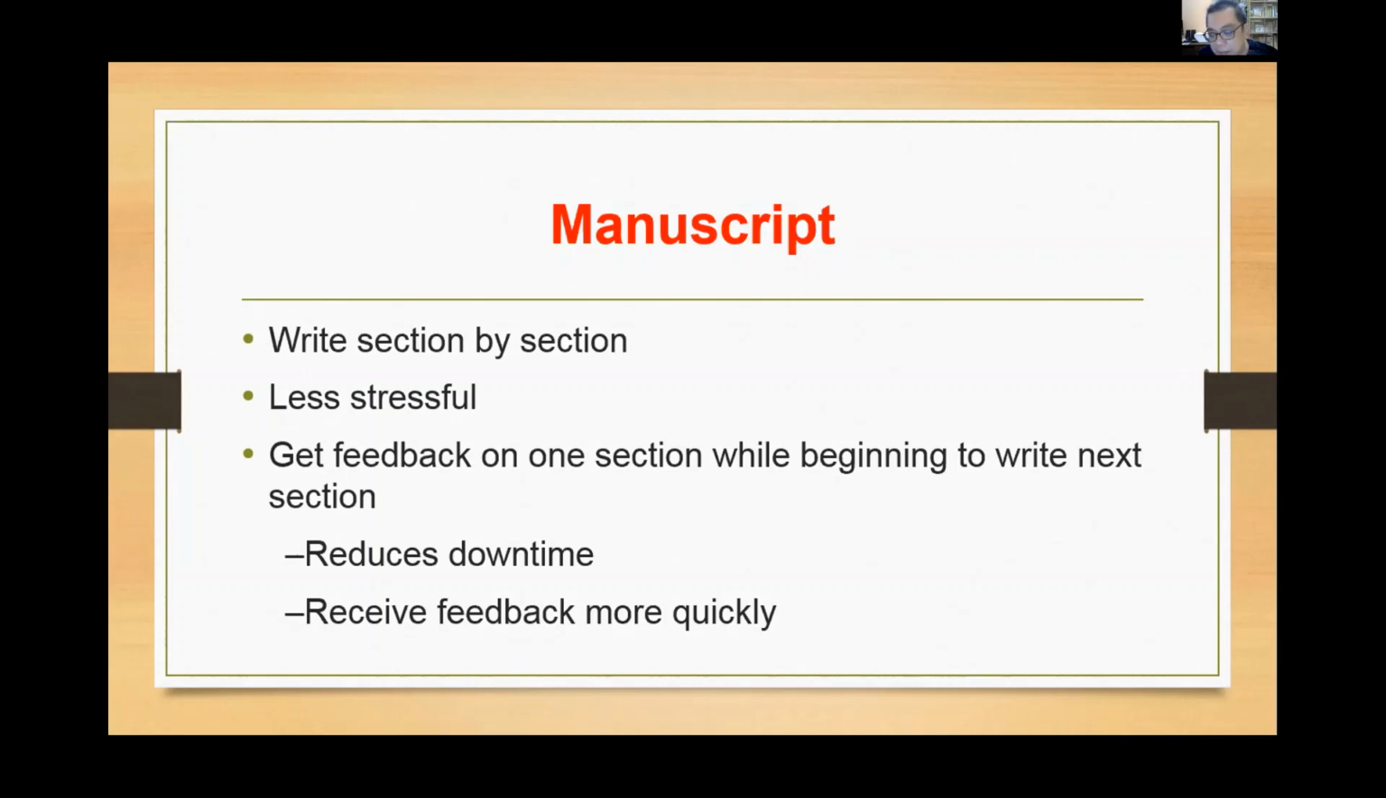So you should take time to write the paper slowly, section by section, because it helps you to identify what errors or questions arise during the writing. So you can always get feedback on one section while beginning to write the next section. You can always discuss with your supervisor or your colleagues, your co-authors, about the section you have written. And it will reduce your downtime, because after you complete the amendments, that section can be free from errors.